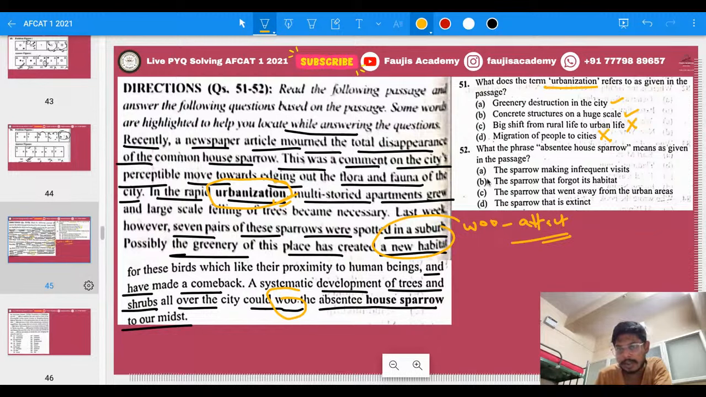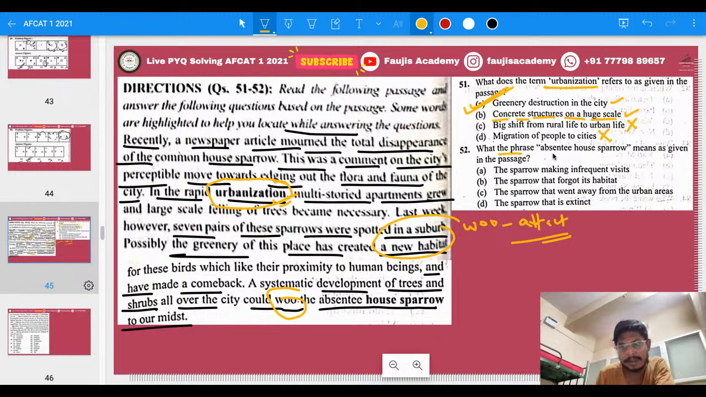Right. So, what does the term urbanization refer to? Urbanization refers to concrete structures on a huge scale. This is coming up, and because of this, greenery is getting lost, and because of that the house sparrows are getting extinct.